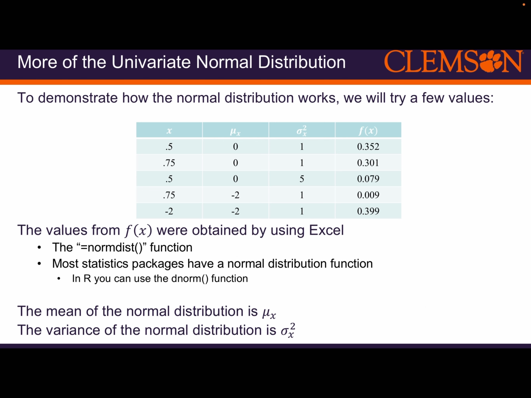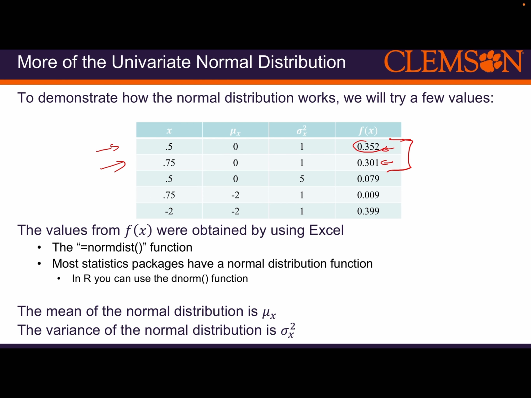So if we have a mean of 0 and a variance of 1, these top two lines are that normal distribution, and we wanted to compare the height of 0.5 to the height of 0.75, we plug in all these values at all the respective places on the PDF, and we get its result. We see that 0.5 gives us a value of 0.352, and 0.75 gives us a value of 0.301.